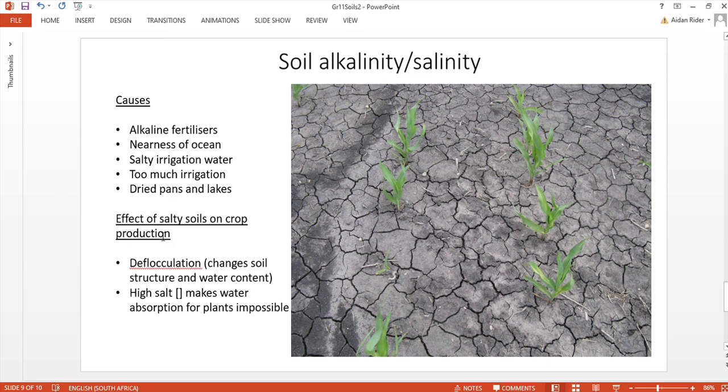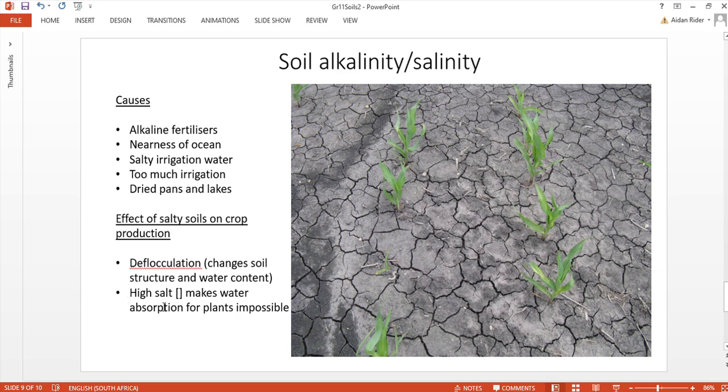Then what are the negative effects of salty soil, specifically for crop production? And this is important for farmers to know. So first of all, the deflocculation, or this deconstruction of the structure of the soil, changes the soil structure as mentioned, and also the water content. So yes, the water is not easily available for plants because the water just goes through to the lower layers.